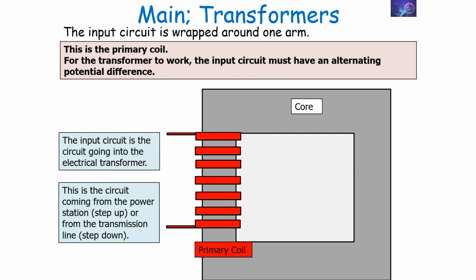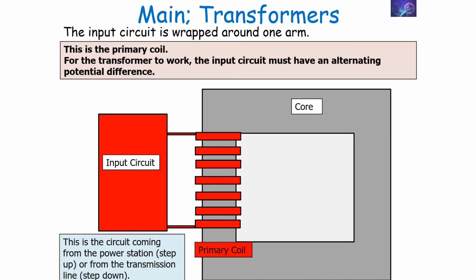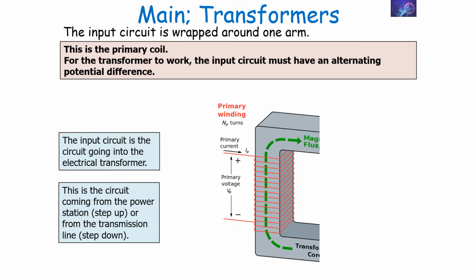Now on one side of your transformer core you have an input circuit. Now we call this the primary coil. So for the transformer to work, the input circuit must have an alternating potential difference. So the input circuit is the circuit going into the electrical transformer. So this could be the circuit coming from the power station in a step up transformer or from the transmission line in a step down transformer. So it's important to know it's linked to the input circuit of your transformer. It's a very, very important idea.